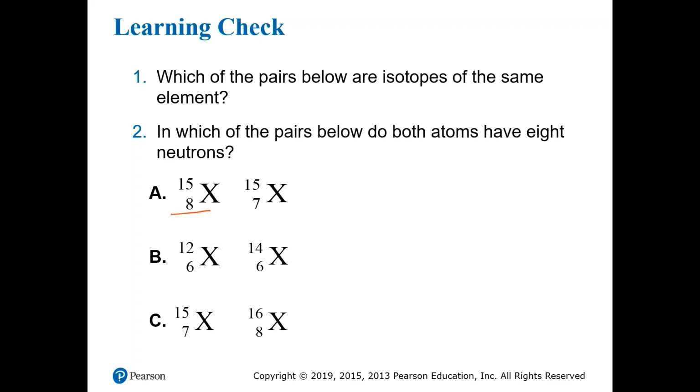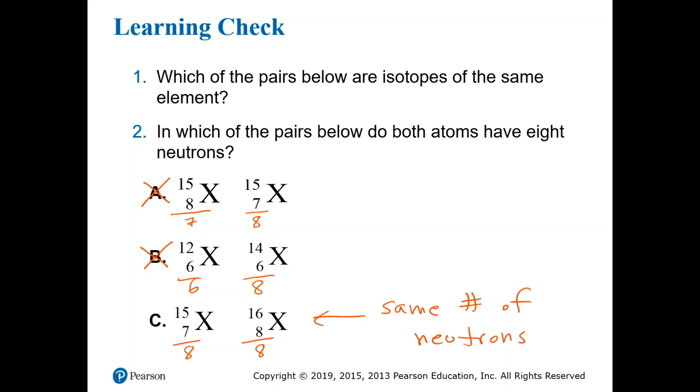So you take 15 minus 8 and you get 7. You take 15 minus 7 and you get 8. So here, one of them has 8 neutrons, but the other one doesn't. So it is not A. For B, 12 minus 6 gives you 6 neutrons for the first, and 14 minus 6 gives you 8 neutrons for the second. So again, one of them has 8 neutrons, but the other does not, so it can't be B. And then for C, we have 15 minus 7, and that equals 8, and 16 minus 8, and that equals 8. So here, they both have the same number of neutrons.